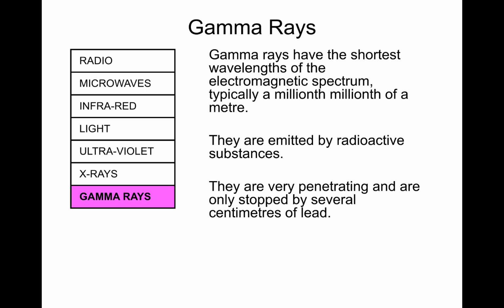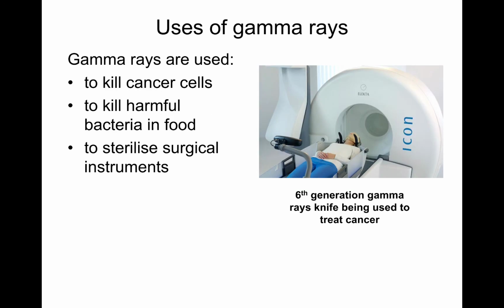Obviously they can be very dangerous, but we've also got some medical uses, and uses in food production and killing bacteria and so on. So let's have a look at those. Gamma rays are used to kill cancer cells, to kill harmful bacteria in food, and to sterilize surgical instruments. On the right hand side is a sixth generation gamma ray knife being used to treat cancer, and treatments for cancer are getting more and more advanced. This machine is designed to treat cancer very quickly, so you're exposed to lower amounts of gamma radiation, which means less chance of any harmful side effects.